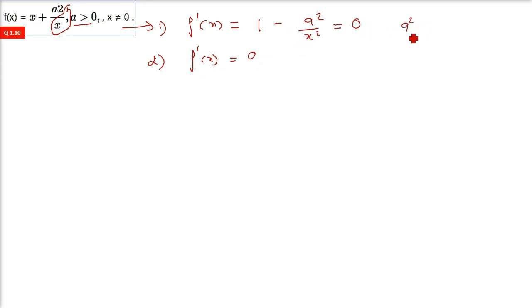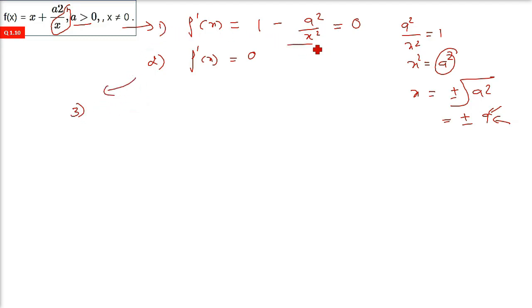That means 1 is equal to a square by x square, so x square is equal to a square. This gives x equal to plus minus a, because we have two values here which are the probable or possible points of local minima and local maxima. So this plus and minus, local minima, local maxima. The next step we take here is to double differentiate.